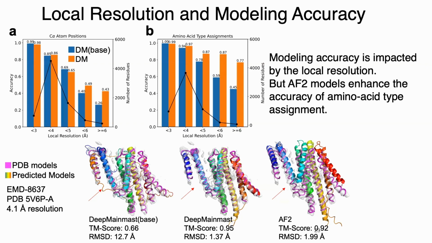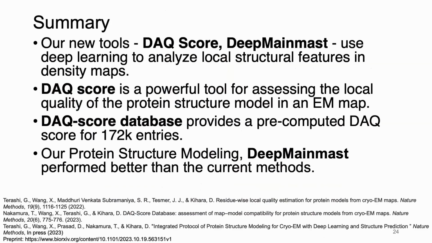Okay, it's 30 minutes. So, summaries. We developed new tools, DAQ score and DeepMainmast, using deep learning methods. DAQ score is a very powerful tool to evaluate the local quality of a model. We also released a DAQ score database. So if you are interested in a specific PDB ID or EMDB ID, or some keyword like SARS-CoV-19 spike protein, you can check the accuracy of the structure.